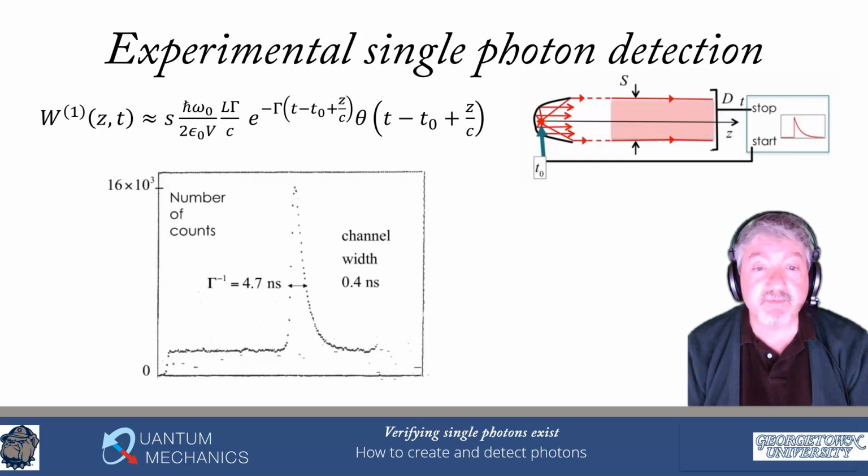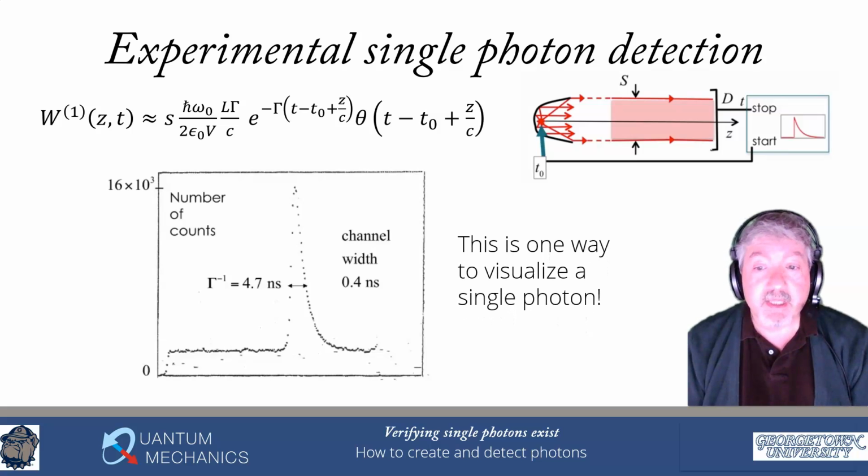All right, so that's pretty cool. We've calculated this functional form. We've actually measured it, and we find that it agrees with the functional form that we calculated. This is one way to visualize what a single photon is. A single photon is something that, after it is created, I can measure it, and I have a very high probability of measuring it within a very short time window.